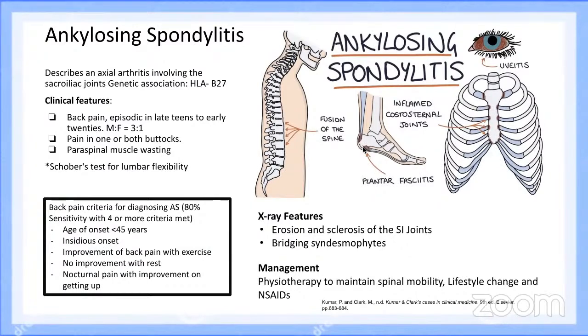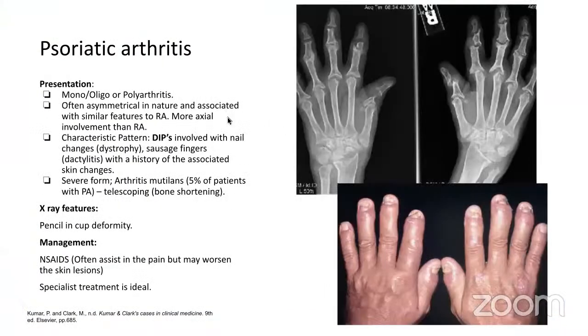Okay. And then another form of spondyloarthropathy is psoriatic arthritis. This is usually associated with psoriasis. 10% of patients with psoriasis will have arthritis. It can present as either mono-, oligo-, or polyarthritis with similar features to rheumatoid arthritis. However, it's often asymmetrical, and the DIPs are involved. And one would also see dactylitis and nail dystrophic changes on examination.